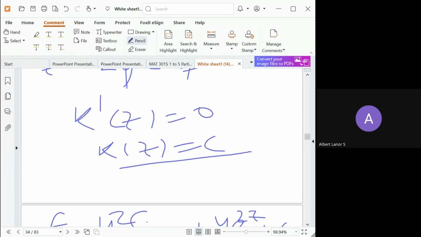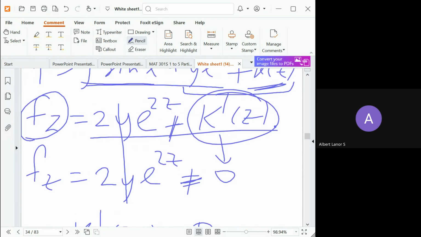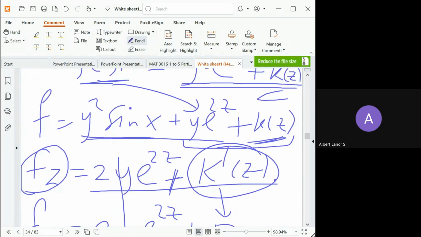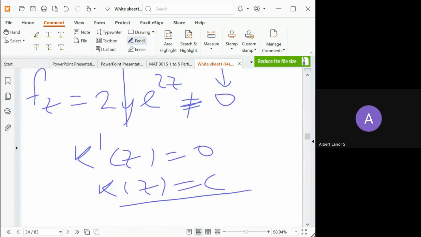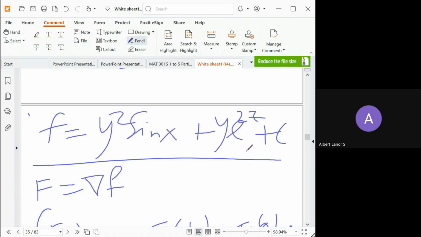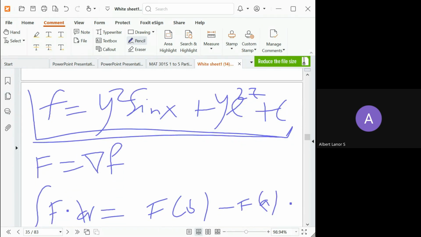Then I'll replace back into the f. What is f? F is the first two terms plus k. Now I've obtained that my k is a certain c. So I can replace it and say that the f is all this now. Now, because I'm able to write it as the gradient of a certain function, if you differentiate this function with respect to x, with respect to y, with respect to z, you're going to get your f. Then this function is my f.